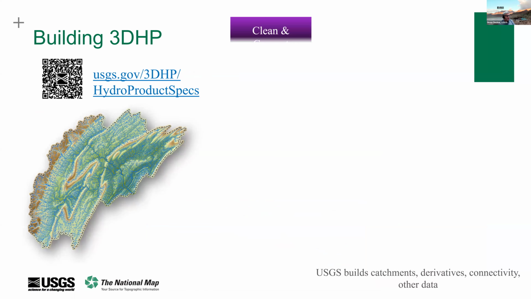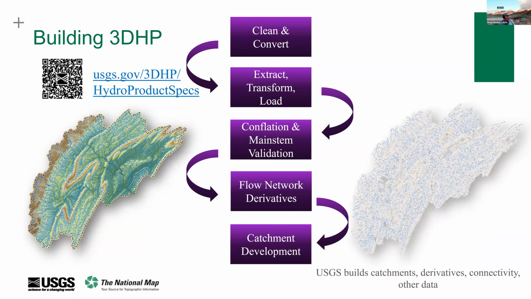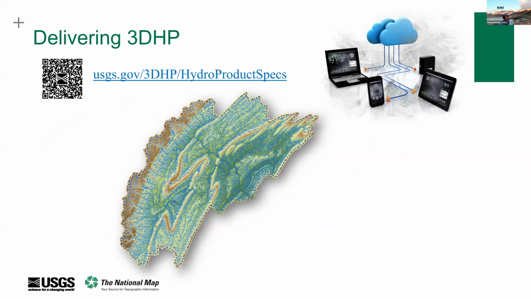The hydrography specifications tell the different steps in general: cleaning and converting, extracting the data, loading it up, and conflating it. That is, we have the older NHD data and it conflates the attribute information onto the new product. And we have flow network derivatives and then the catchments. Catchments are very small watersheds that are tied to an individual stream segment. So those are some of the steps that we go through here.